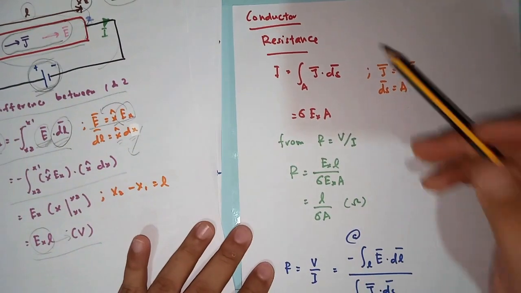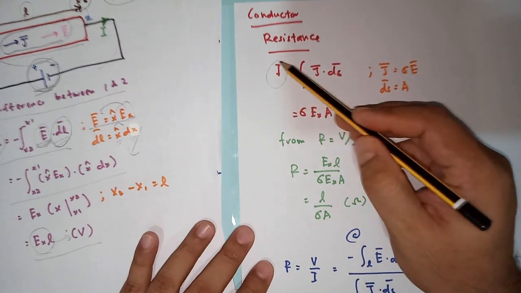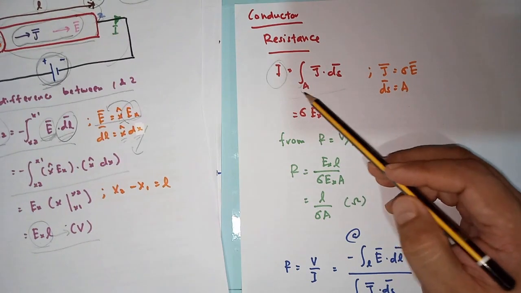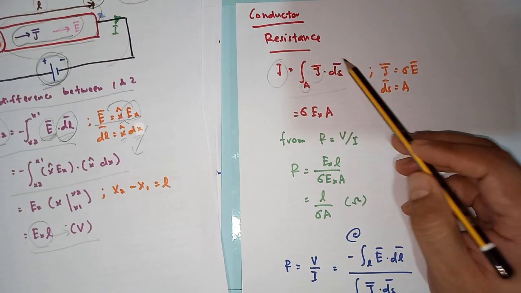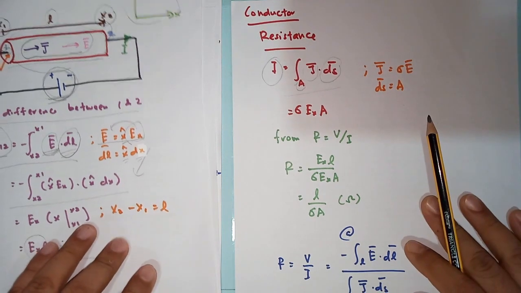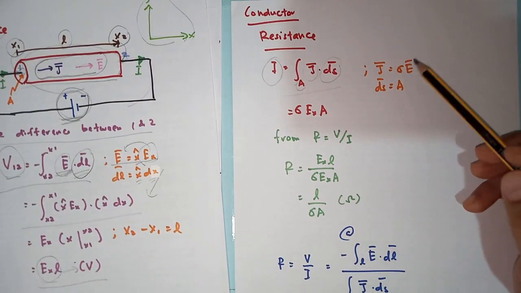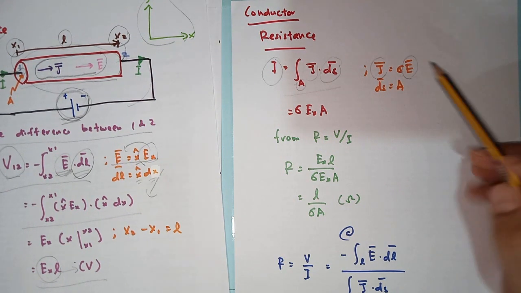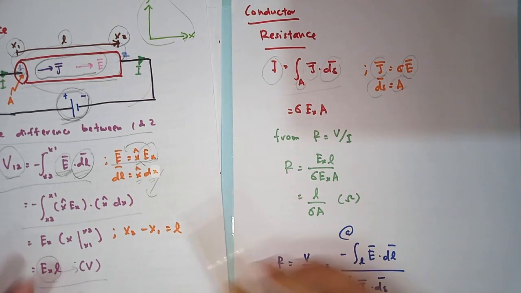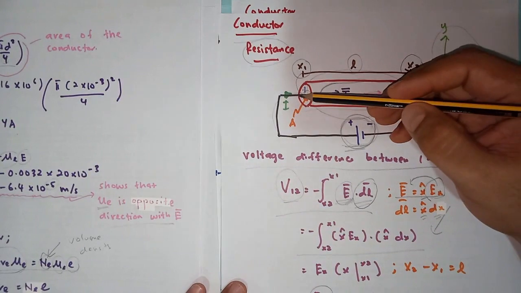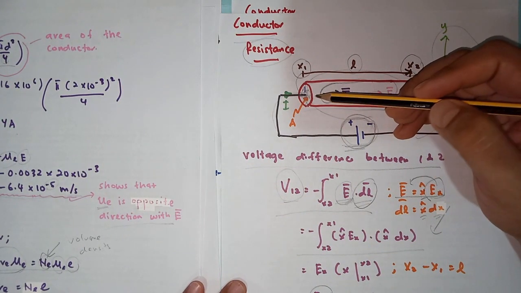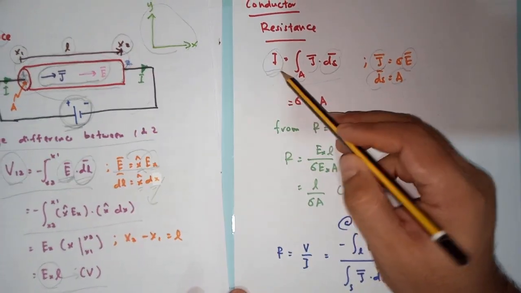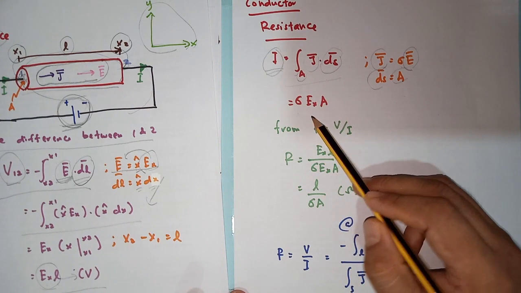At the same time, we can calculate the value for I, or the current, which is equal to the integration over area of the vector J dot the vector dS. By taking J equal to sigma times the vector E, and dS equal to A, where A represents the cross-sectional area of this particular conductor, we have the expression for the current: I equals sigma E A.